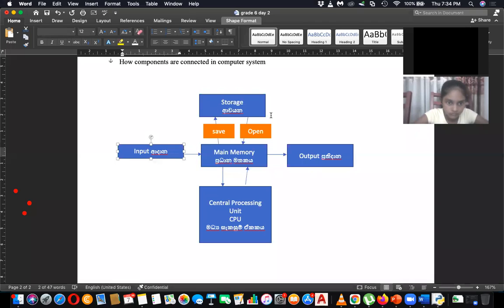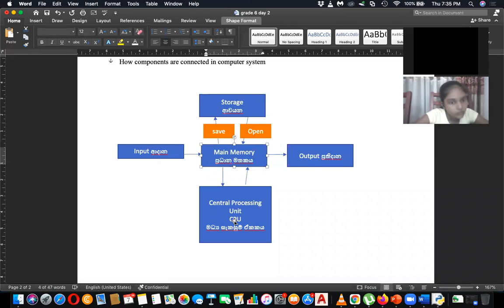Okay, this is the big picture of what we have learned last day. Actually, I have given this to grade 6, but I was thinking to give this to you as well, because it's very important to learn these components. So here, the first thing you can see, inputs are connected to the main memory. Why did I draw it like this? Why are inputs not directly connected to the processor? What do you think? What's the reason?